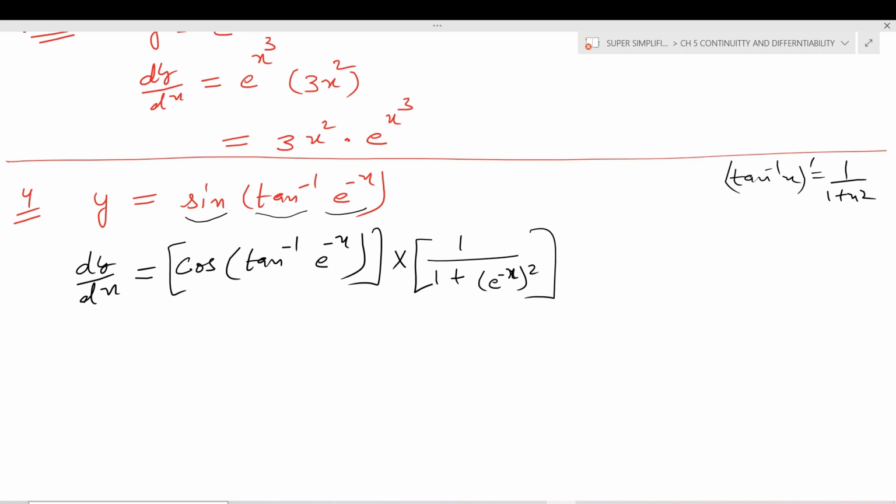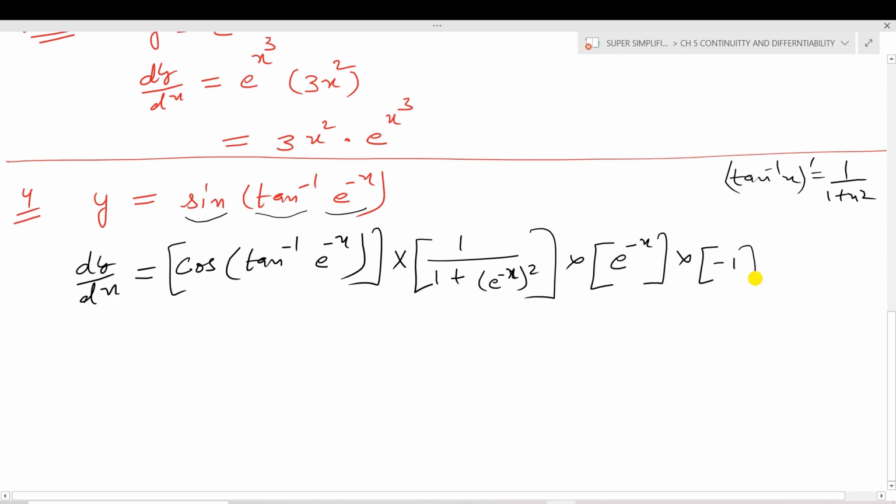But again, since tan inverse was applied on some function e to the power minus x, we have to multiply it by the derivative of e to the power minus x. Derivative of e to the power minus x will be e to the power minus x multiplied by the derivative of the expression minus x. So derivative of minus x is minus 1. So you can see, students, we keep on finding the derivative of the next inner function till the time we find the derivative of the variable x.